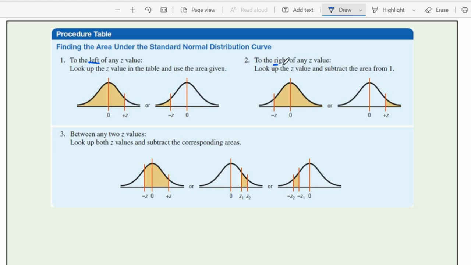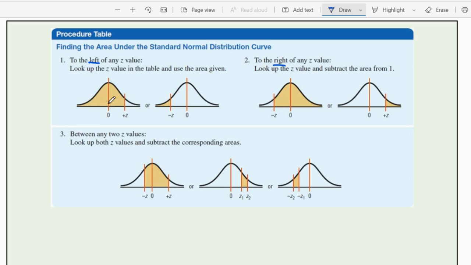Second type is if you're shading to the right. Now, if you're shading to the right and your z-score is on the left of 0, notice it covers more than 50%. If your z-score is on the right of 0 and you're shading to the right, notice that the area is going to be less than 50%.